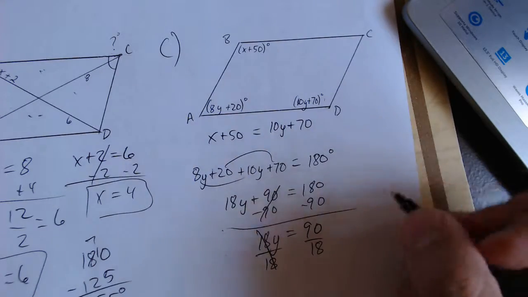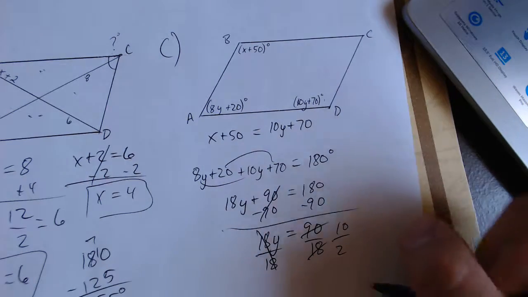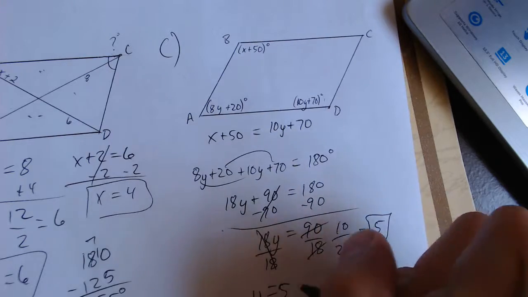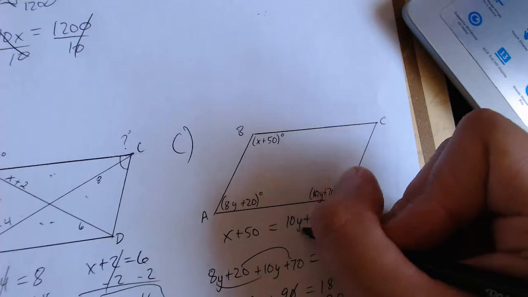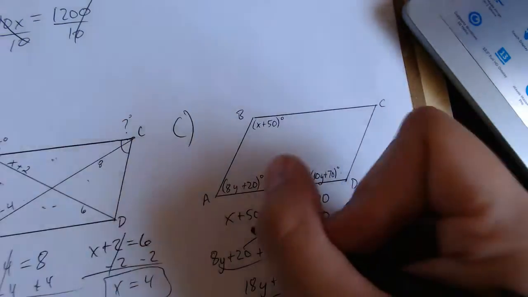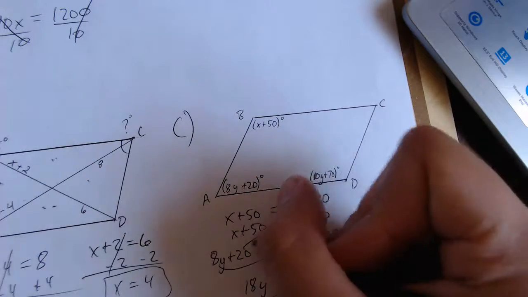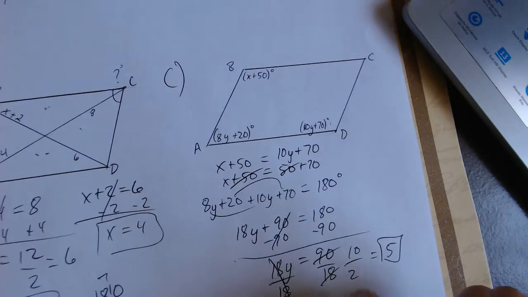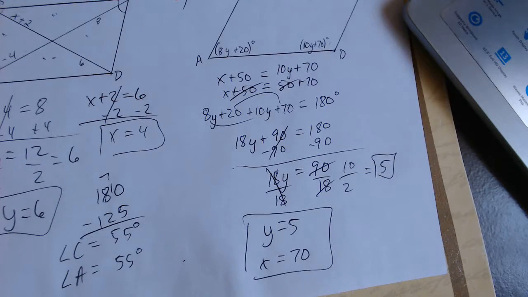18 and 90 are both divisible by 9. Goes into 18 2 times, goes into 90 10 times. 10 over 2 reduces to 5. So y equals 5. And then we can take that value and plug it into this equation. So if we replace y with 5, that's going to turn into 50 plus 70. So x plus 50 equals 50 plus 70. We're going to subtract the 50, those will cancel, and then we'll just get x equals 70. So y equals 5, x equals 70. And we're done.